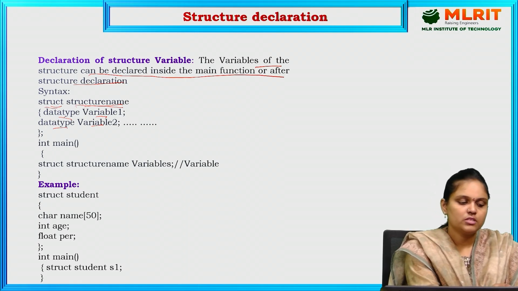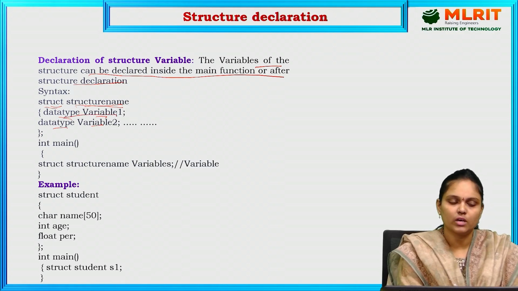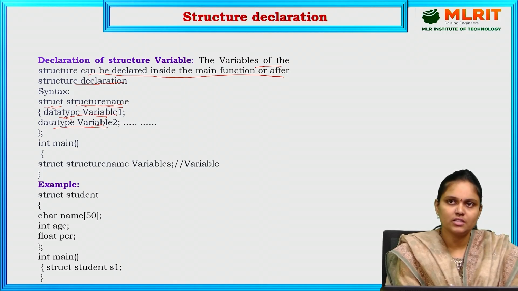The first data type and variable is called member 1, and the second is called member 2. Like this, whatever data types and variables you give inside the structure are called the members of that particular structure. You can give as many members as your task requires.